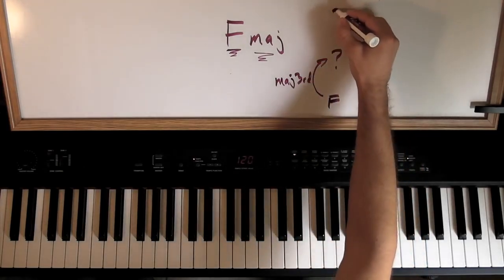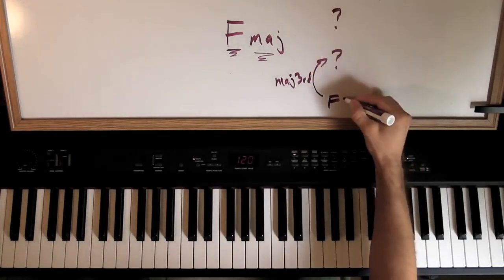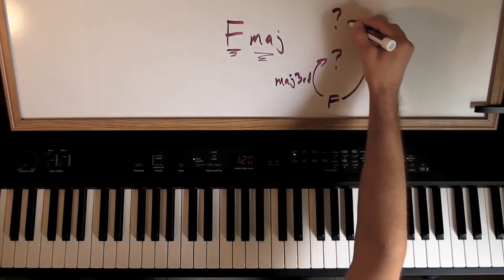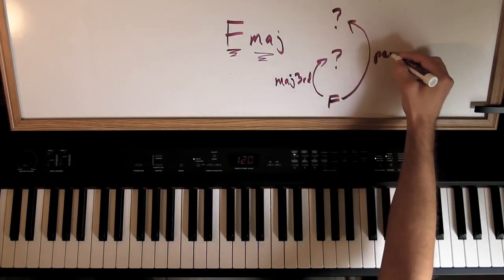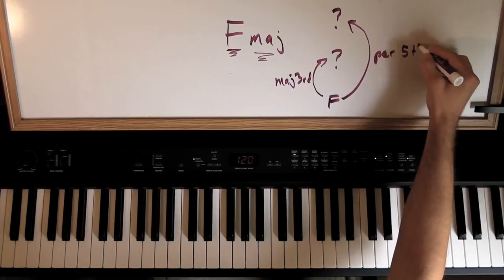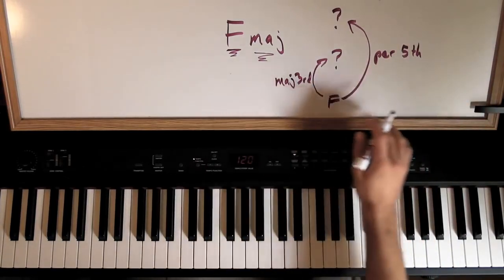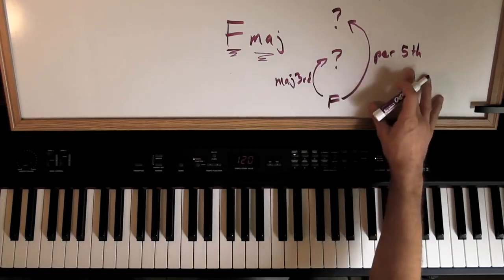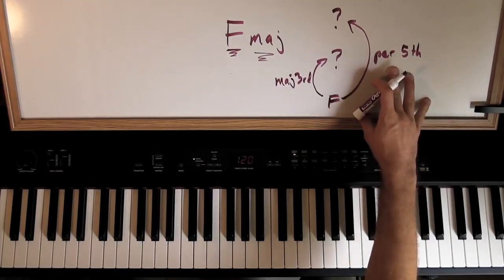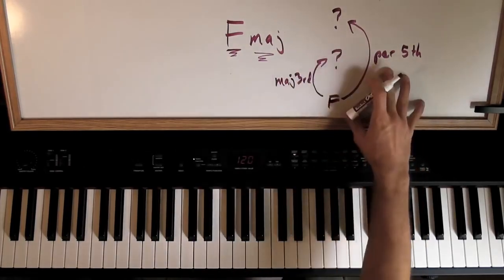It's going to be up here somewhere. I don't know what it is yet, so we'll just leave it like that. And it's going to be what's called a perfect fifth higher than F. Now a perfect fifth is just another interval in the same sense that a major third is an interval. It's a bigger one. This one is going to be 3 whole steps and a half step, and I'll show you how to find that in a second.